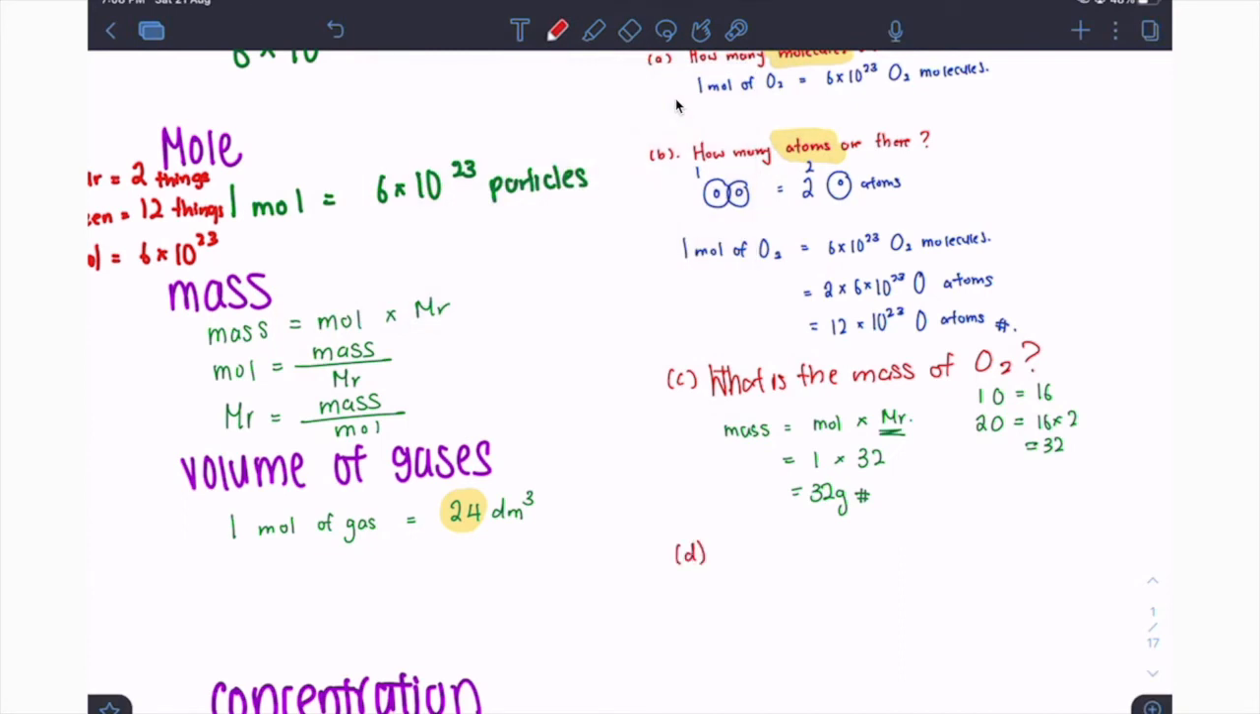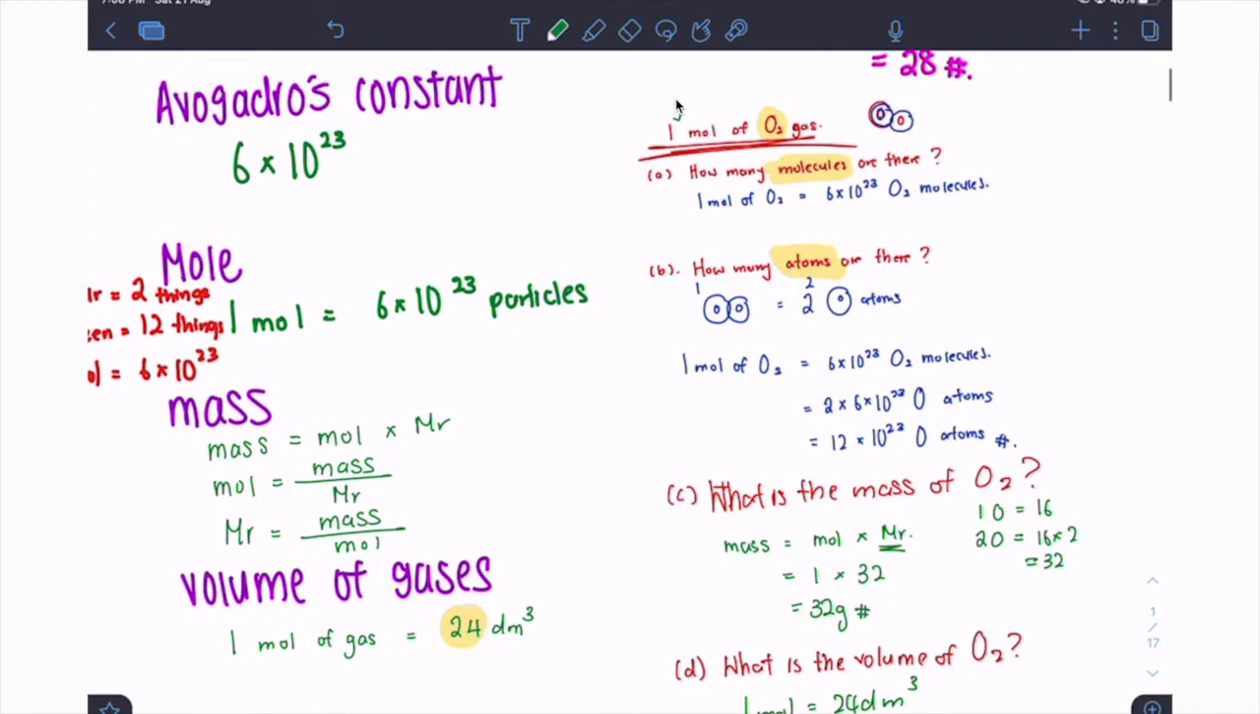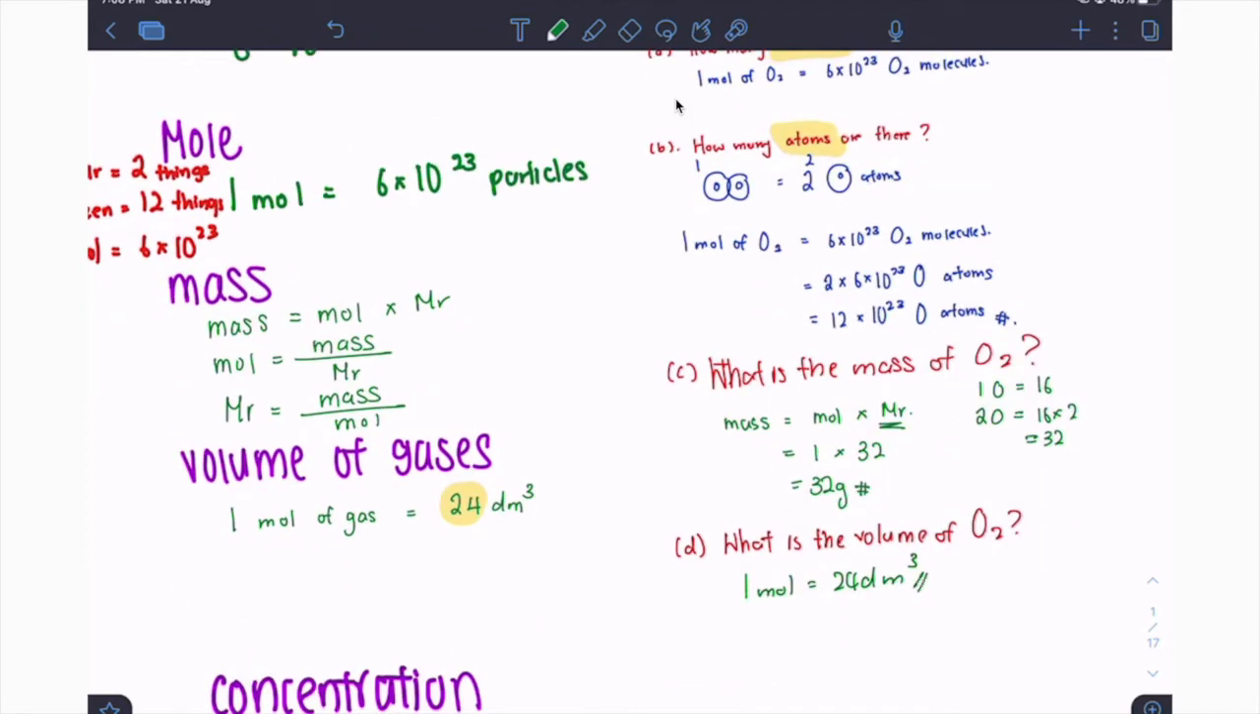But in part D, if I ask you, what is the volume of this 1 mole of oxygen gas, then it's very simple, because we know that 1 mole equals 24 dm³, and we conveniently only have 1 mole of oxygen gas over here. So what's the volume of this 1 mole of oxygen gas? It's just 24 dm³. Alright, so I'd just like to reiterate, this volume is the same for any type of gas. Even if I give you carbon monoxide, ozone gas, ammonia gas, they always occupy 24 dm³.